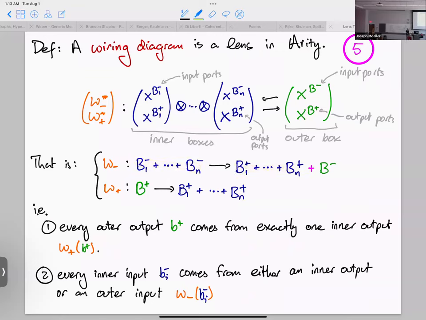And then we can read off rules for drawing these wiring diagrams from the fact that these are functions, right? So the bottom one says this: every outer output, B plus, because B plus is the set of outer outputs, comes from exactly one inner output, which is called W plus B plus, right? And W plus B plus is an element of the disjoint union of all the B plus i's. In other words, the disjoint union of all the output ports of all the inner boxes, right? So every outer output comes from exactly one inner output. The second one says that every inner input comes from either, that's this plus over here, either an inner output, which is all of these, or an outer input, which is one of these. And those are the rules for drawing the wiring diagrams, and they correspond exactly to the fact that this is a lens in the free Cartesian category.